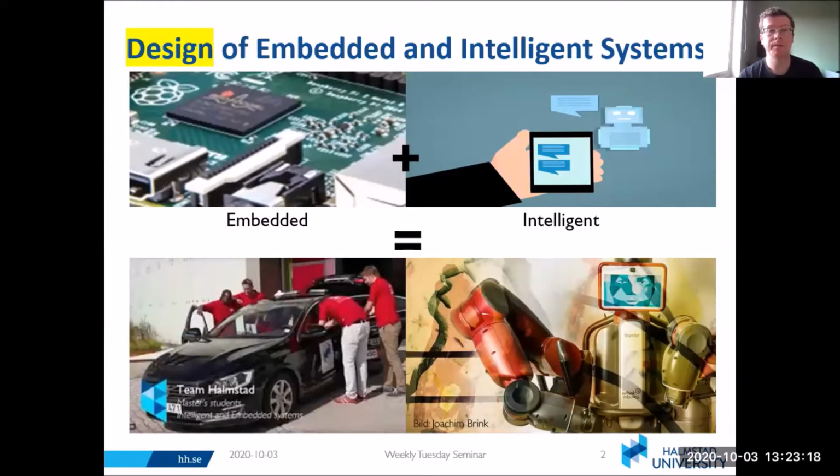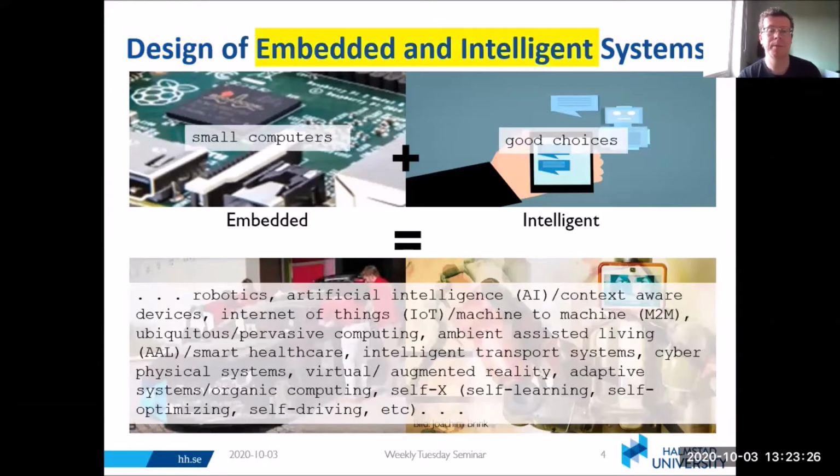What does this mean? Well, a design is a plan or knowledge required to build some type of system. A system is a set of interconnected components. An embedded system is some type of small computing system embedded within a larger system, like a microcontroller or something. An intelligent system can be, for example, a program that is able to make good choices.